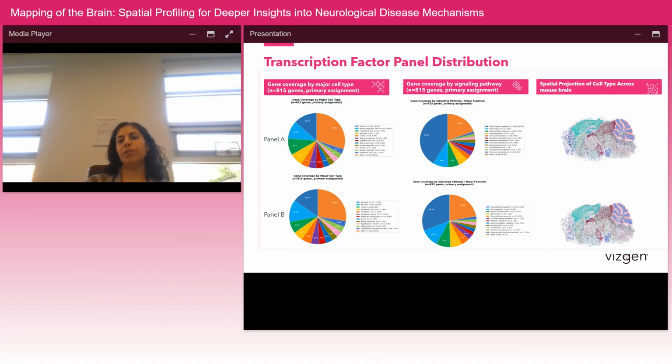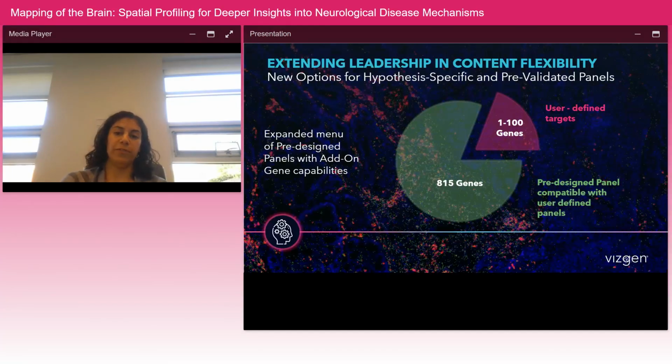The actual distribution of each panel is shown here. You can see we cover a wide range of transcription factors that are known to be expressed in certain cell types, as well as transcription factors involved in different processes, so sort of the cell type and the signaling pathway associated. And all of our panels are tested on the relevant tissue type. Here we are seeing panel A and B tested on mature mouse brain, and we see the expected expression of different regions of the brain with both of these panels.